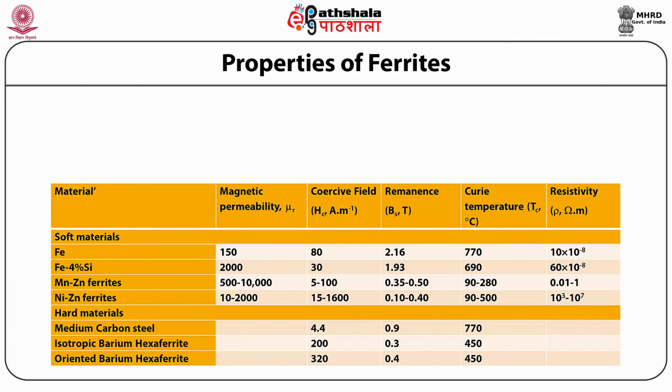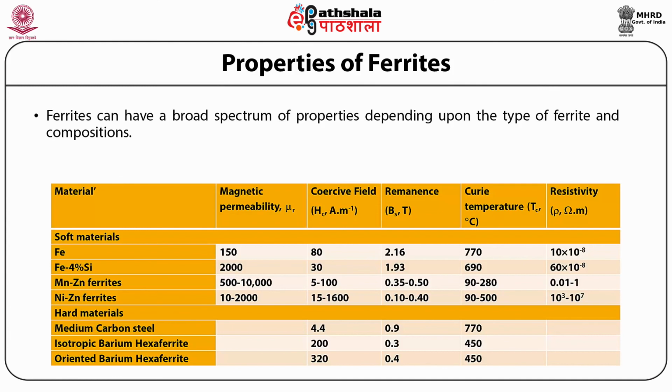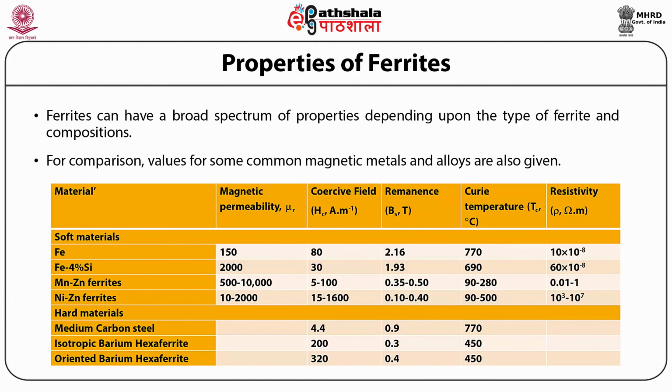Properties of ferrites. So students, we have already discovered that the ferrites can have a broad spectrum of properties depending upon the type of ferrite and composition. This table shows some properties of common magnetic ceramics. These values are quite dependent upon the microstructure and the processing history of the material. For comparison, values for some common magnetic metals and alloys are also given.